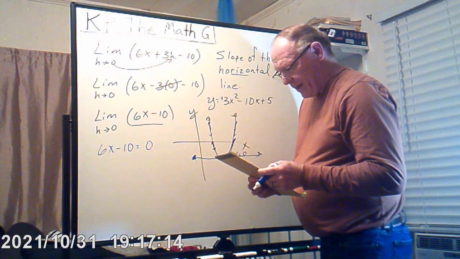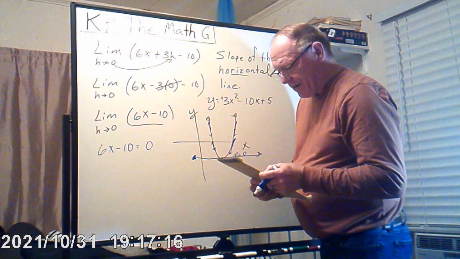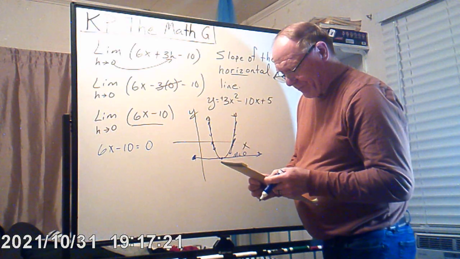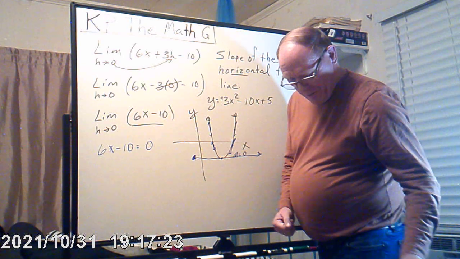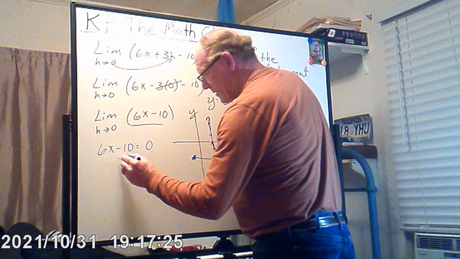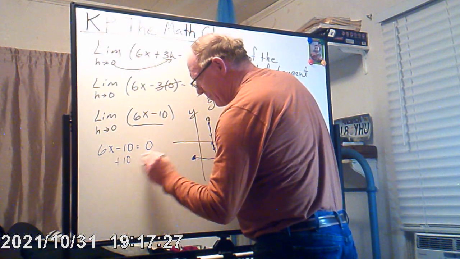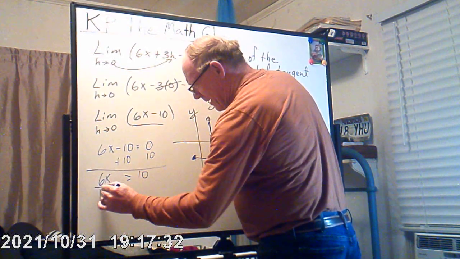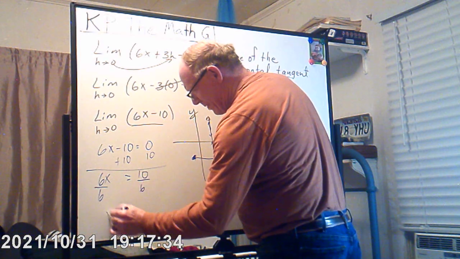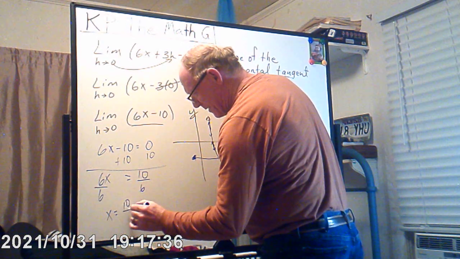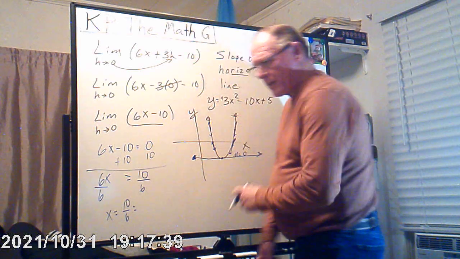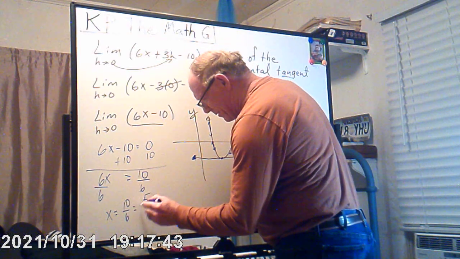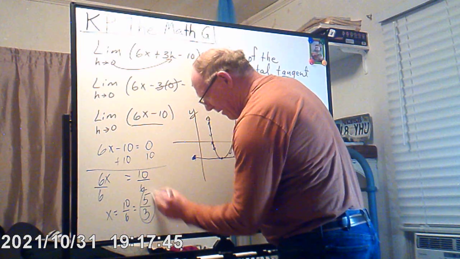Okay, so we want it to be equal to 0. The point is what we're looking for. So 6x is equal to 10, and when we divide by 6, we have x is equal to 10 over 6. If we reduce that to lowest terms, 2 goes into 10 5 times, 2 goes into 6 3 times, so 5/3.